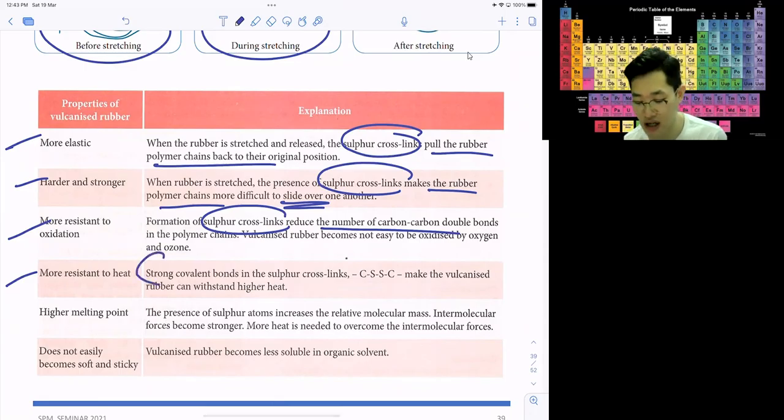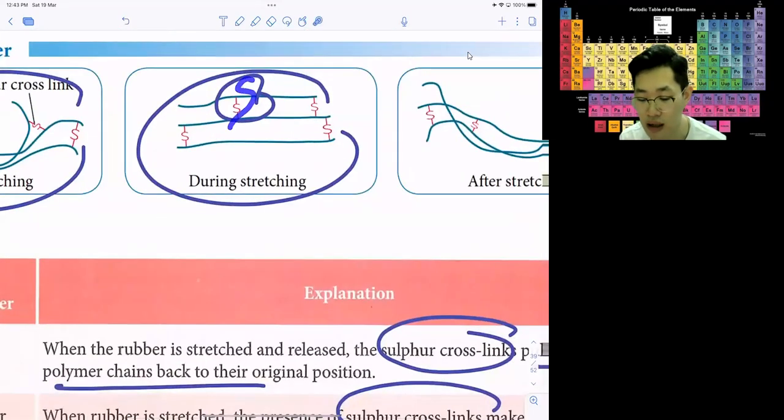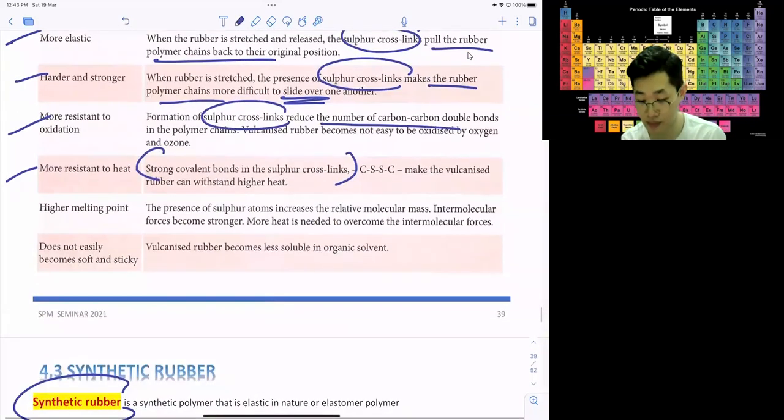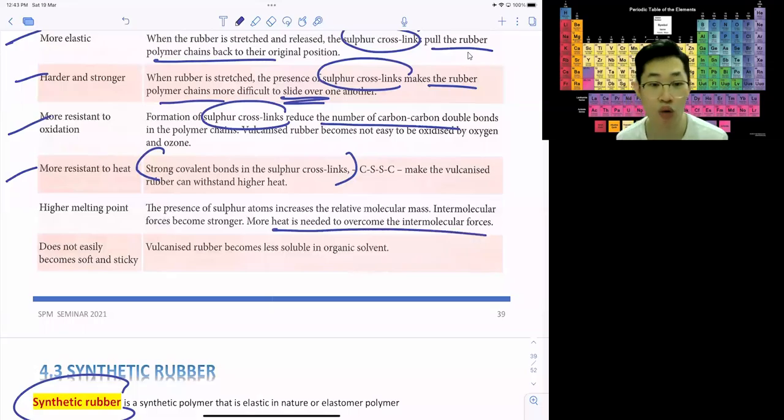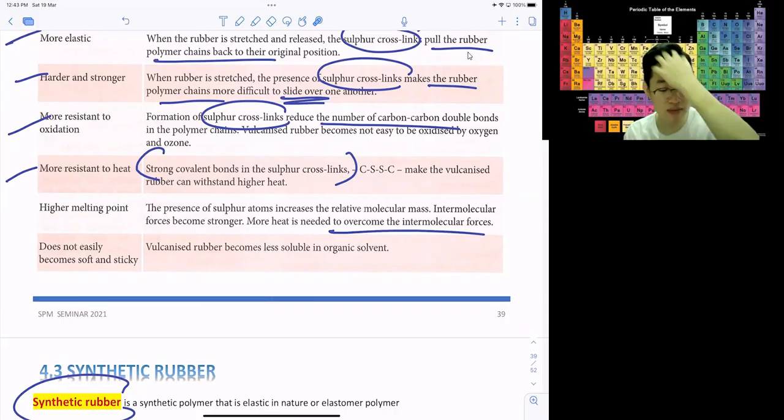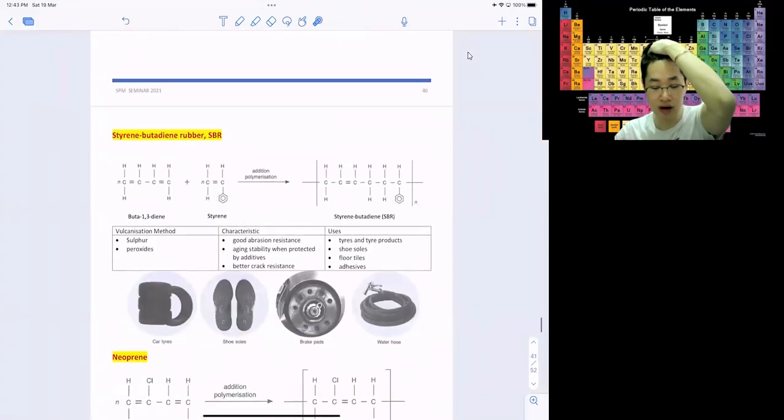Okay, more resistance to heat. It has a stronger covalent bond of sulfur crosslink. That means it has an extra bond between the rubber now. So you need to use more heat energy to overcome the stronger force. Resistance to heat and melting point are the same thing. So it needs a higher force in order for it to break down. Just like that. This is chapter 4.